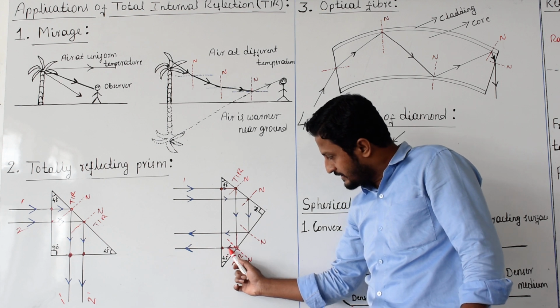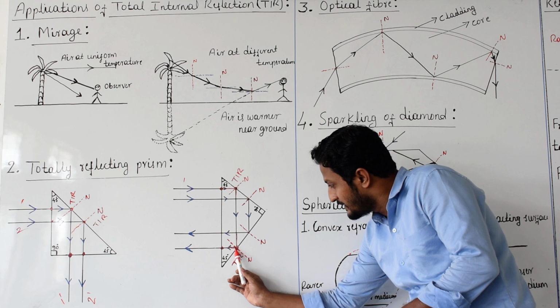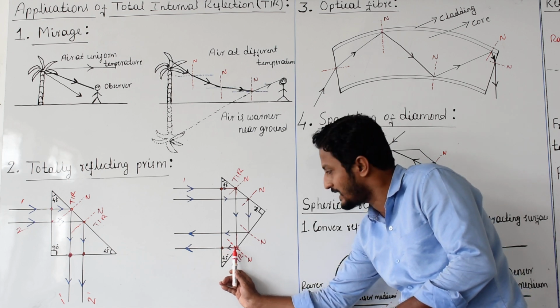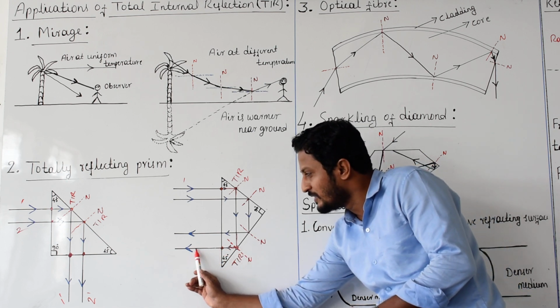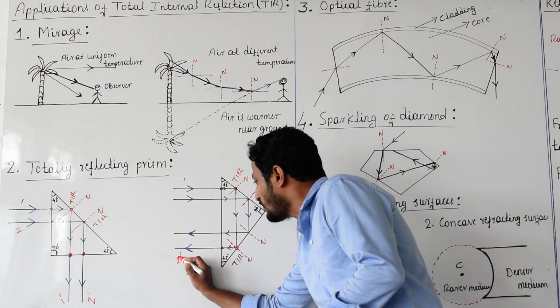To this point, this light ray is hitting normally. This light is also going to hit normally. That's why this light keeps moving straight. This is 1 dash.